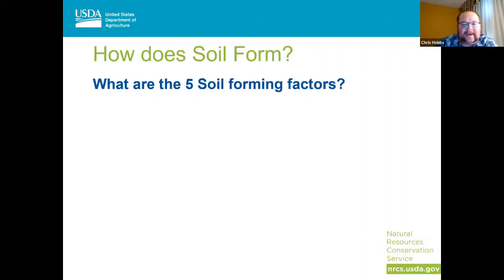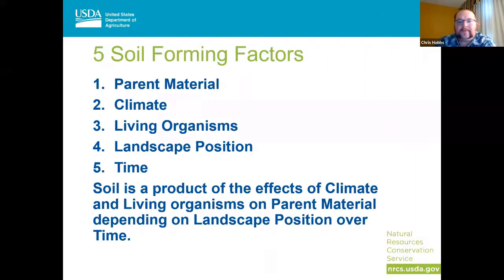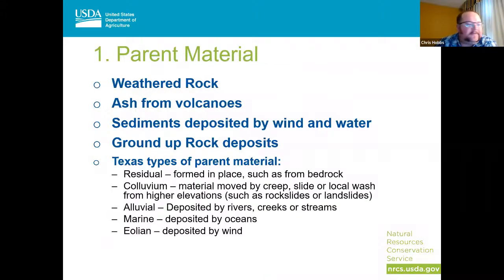Well, we will talk about how soil is formed. The 5 soil forming factors are: number 1, parent material, climate, living organisms, the landscape position or topography, and time. Soil is a product of the effects of climate and living organisms on parent material depending on landscape position over time. All right, first one, parent material.